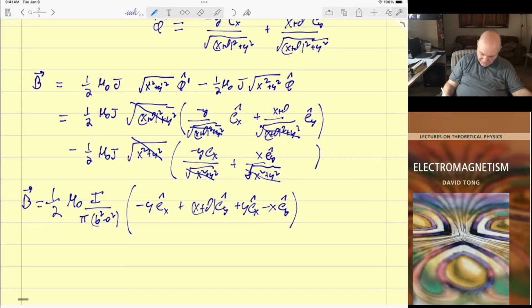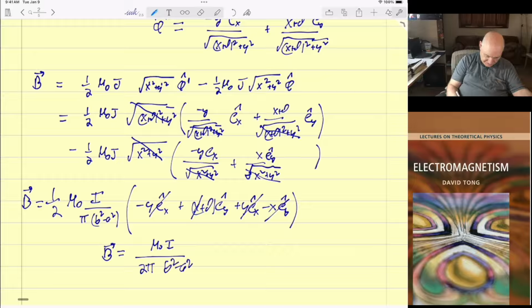And as you can see, we get some nice, beautiful cancellations. This term cancels with this term. This term cancels with this term. And we're just left with B equals mu 0 I over 2 pi times b squared minus a squared, times d, in the ey hat direction.